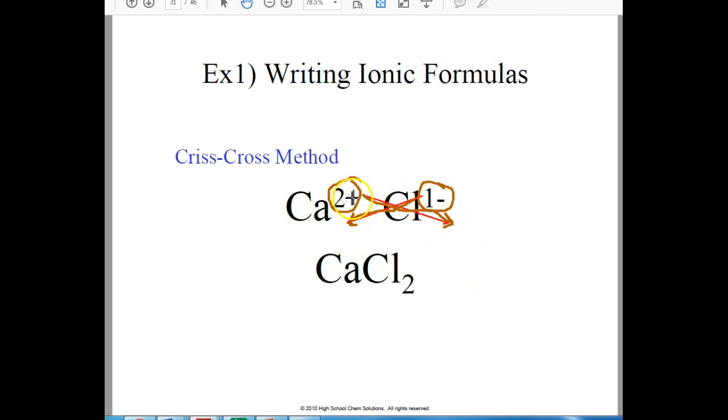Right, now, if your charges are the same, like you have +2 and -2, you do not crisscross. All right, those are already balanced. And we'll see some examples of those as well.